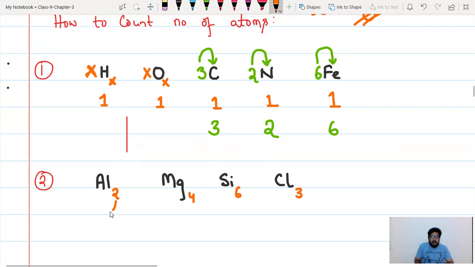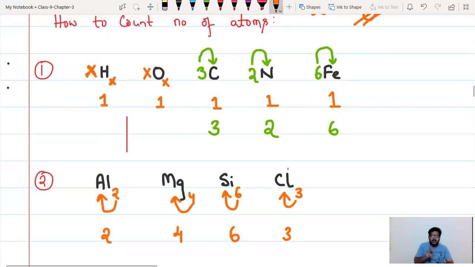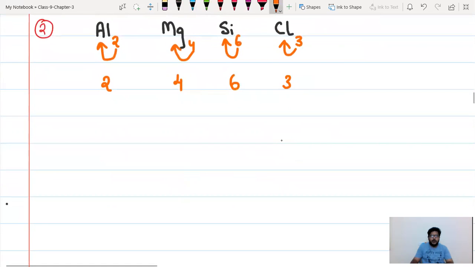Now this count also should be given to these atoms. If they ask how many aluminiums there are, you have to say there are 2 aluminiums, 4 magnesiums. How many silicons? 6 silicons. How many chlorines? 3 chlorines. So if any number is in front of the atom, the total count should be given to that. If any number is at subscript, the total count should be given to that. 2 varieties done. Let us see the third variety.